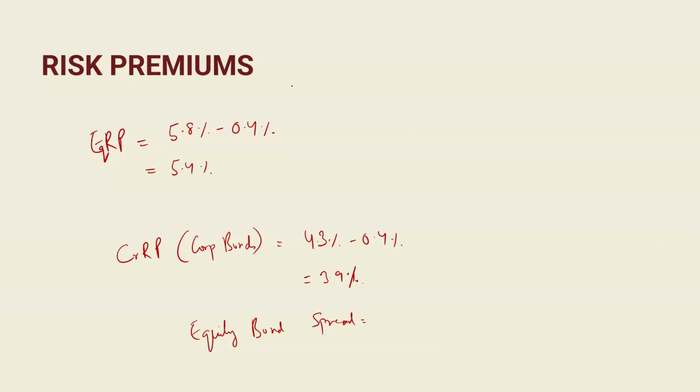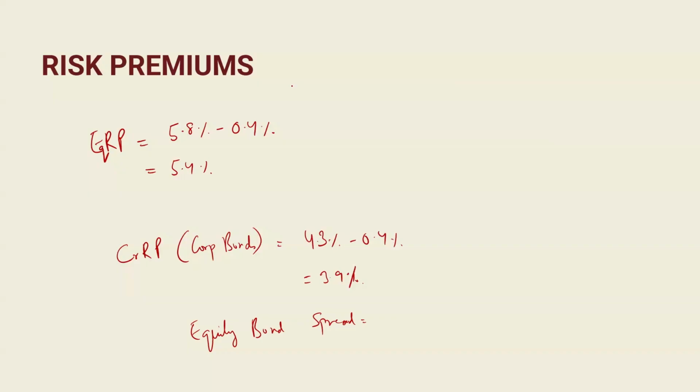And all these segments, equity, fixed income, corporate bonds, are discussed in great detail in their respective modules. As I said, we have a separate module for fixed income. We have a separate module for equity as well. But I'm just introducing it right now for those of you who are not aware. So what is the equity bond spread?